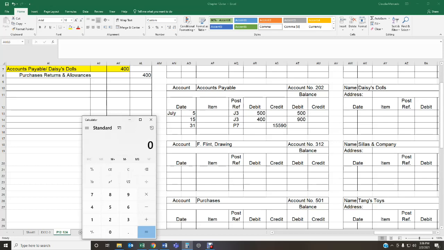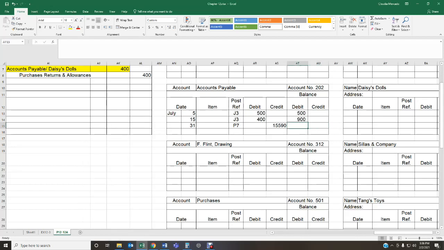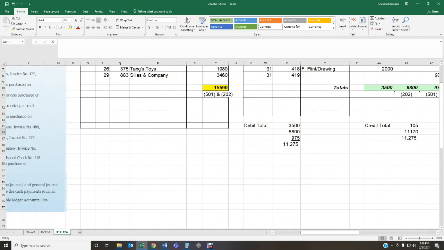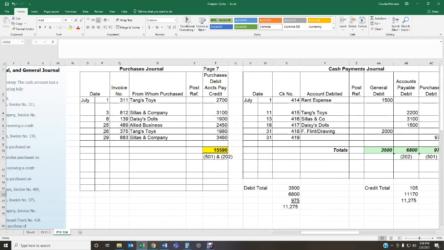Okay, so I've got my running balance. So then that's gonna be my $15,590 minus $900. That's gonna give me a balance of $14,690. Okay, you get your prior balance plus or minus your current balance, and that gives you $14,690 credit. Okay, it's very important that you know it's a credit. How do you know that? Well, it says here that accounts payable is going to get credited.